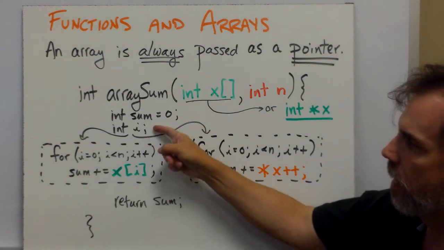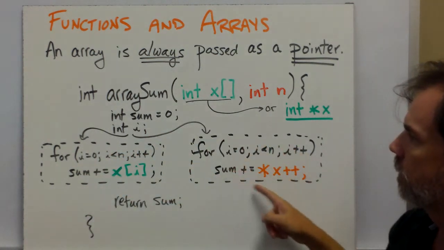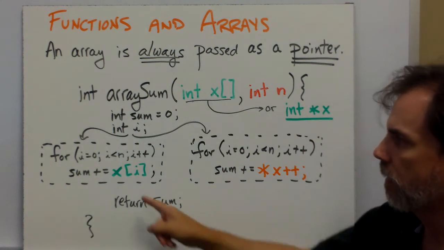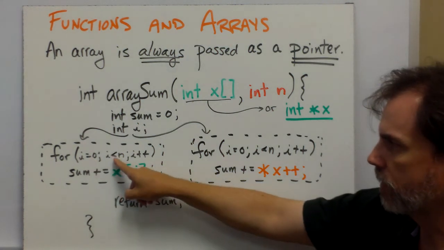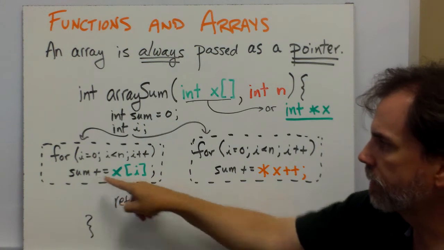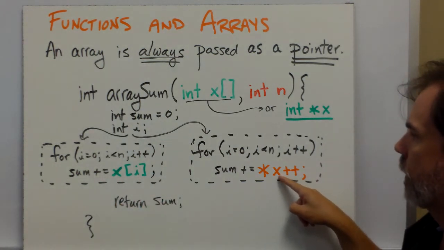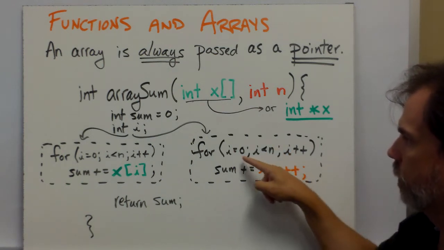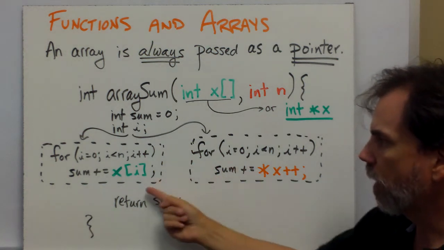Here I've declared a sum, I've got i. Here are two ways to write the loop to sum up that array. We use an index i that goes from 0 to n minus 1, and we add up all the elements, here x[i], or we can use x as a pointer. We can increment the pointer and dereference it each time through the loop. We still do the loop the same number of times. These two are the same.